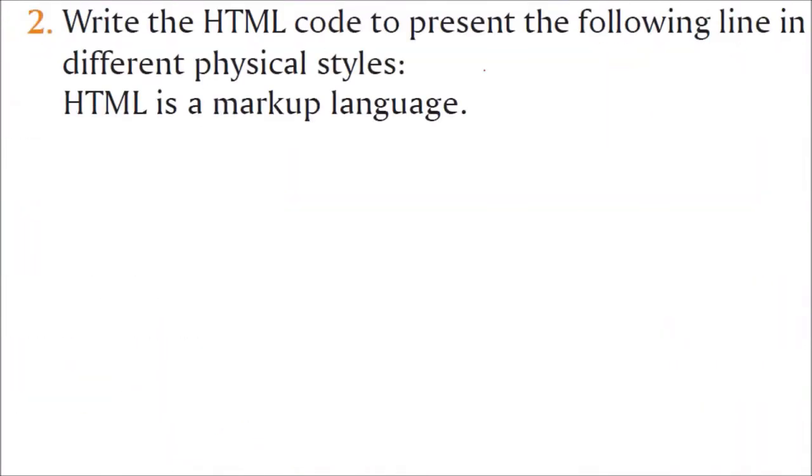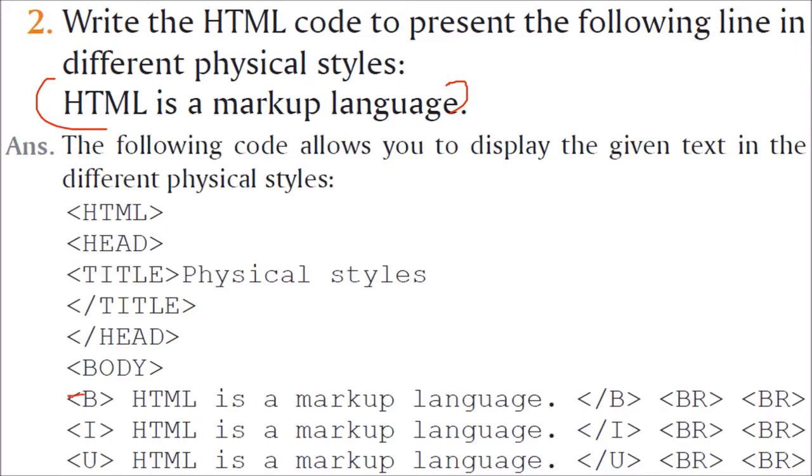Next is write the HTML code to present the following line in the different physical styles. So physical styles of what? This is the line. First we will use the bold. As I said, you can skip this part, but in the body you can give bold, and this is the content.